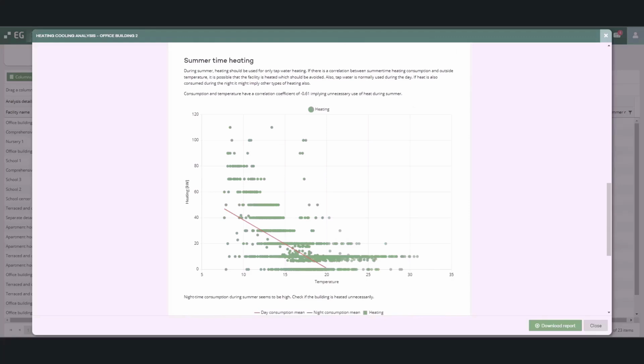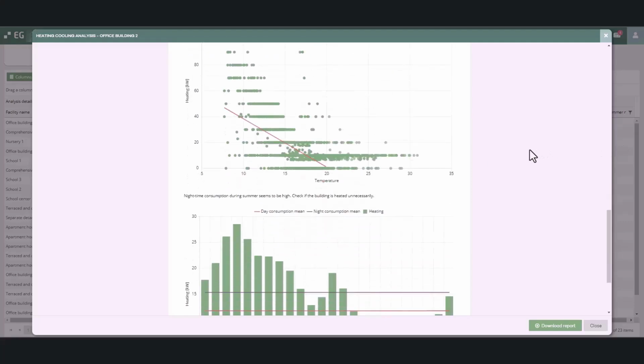In warm periods during the summer, heating should primarily be used only for heating domestic hot water. If there is a correlation between heat consumption and outdoor temperature during summer days, it is likely that spaces have been heated unnecessarily. Domestic hot water is usually used most during the day, so nighttime heat consumption generally indicates space heating.